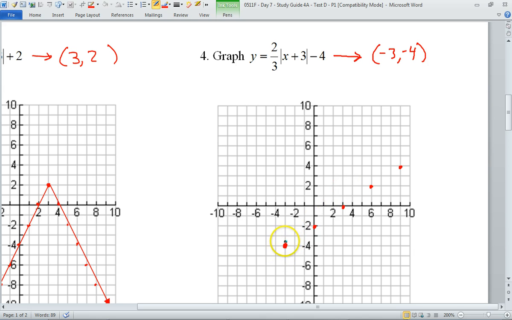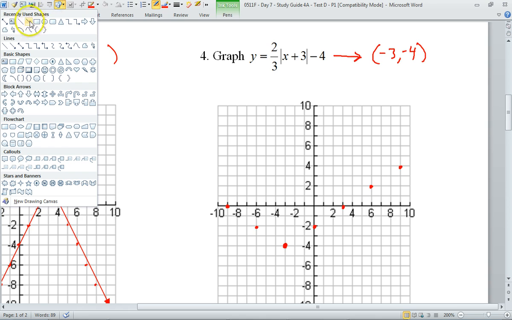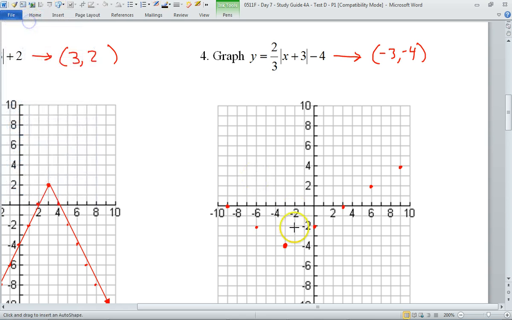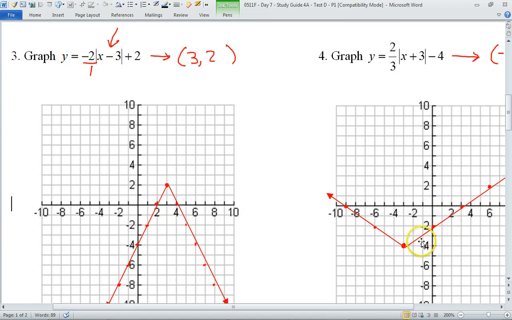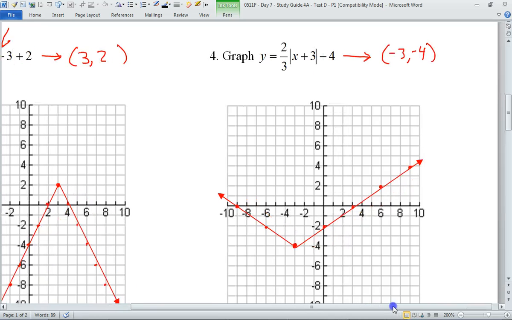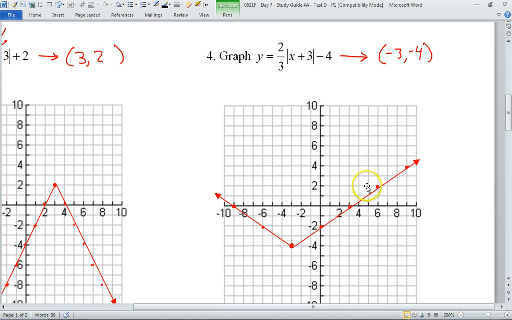All right, that's going to give me the right branch. Then I do the left branch by going up left 3. And that's how you do that. Okay? So that's what number 4 should look like. Any questions?